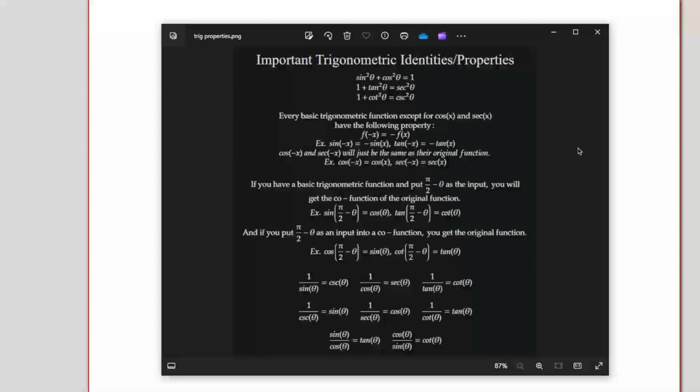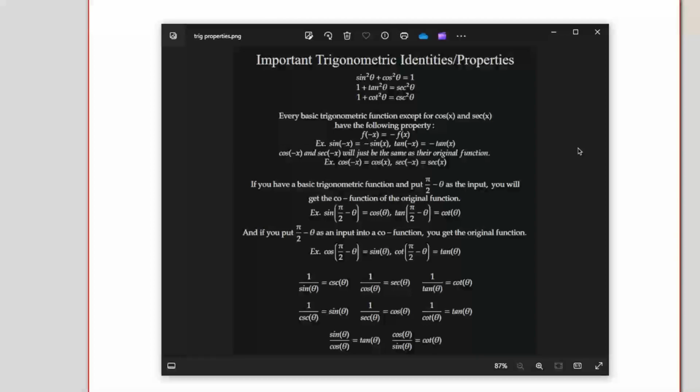Next, we have every basic trigonometric function except for cosine x and secant x have the following property, which is f of negative x is equal to negative f of x. So basically, if I took sine of negative x, I'd get negative sine of x, or if I took tangent of a negative x, it'd be negative of tangent x.